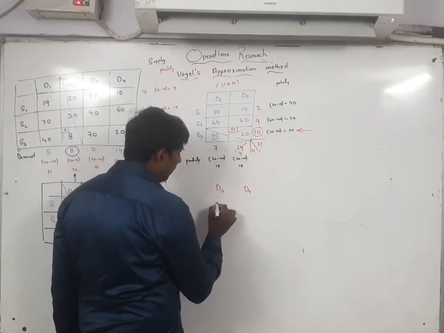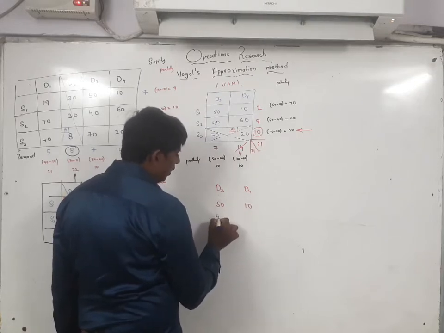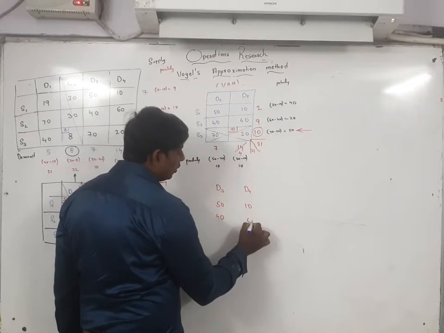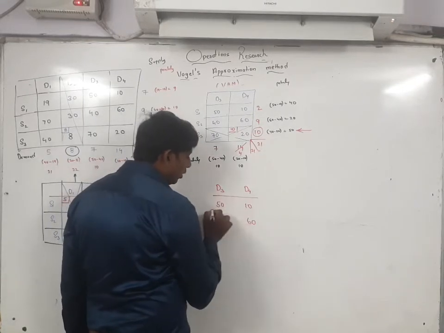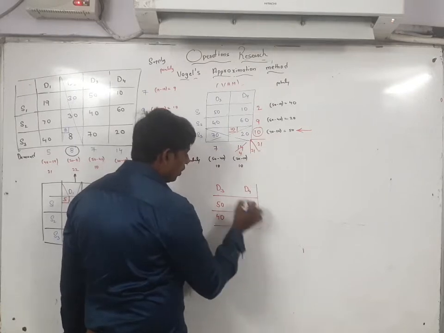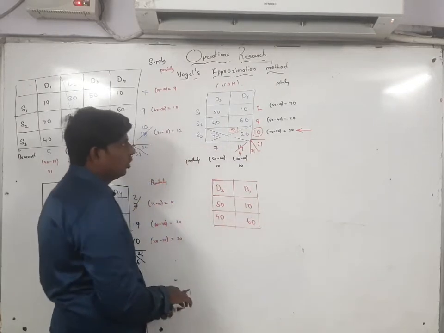Okay? And what is the value here? 50. Next value is 10. Next value is 40. Next value is 60. Only 2 by 2 is there. So what you have to do? You have to enclose this in a box. Like this you have to enclose.